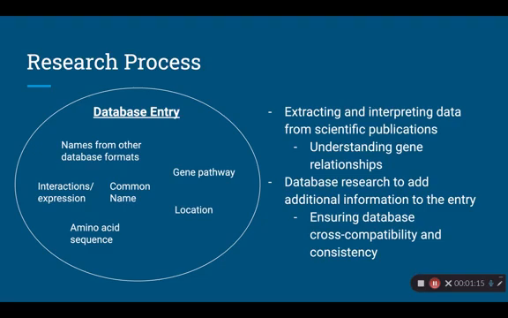One large part of this is ensuring cross-compatibility between databases. Information isn't very useful if people can't agree on what gene we're talking about. Since every database has a different naming scheme, a well-curated gene will have references to all of these names. In addition, many other factors about a gene go into a database entry, such as pathway information, location in a cell, the interactions of the gene, and the actual amino acid sequence of the protein it produces.